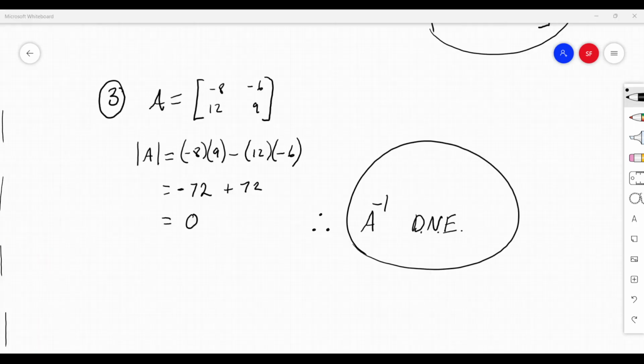You need to go watch the video on integer rules, man. I'm telling you. So that is what we should have gotten. The inverse of A does not exist.